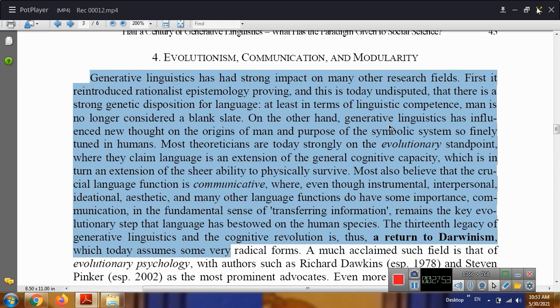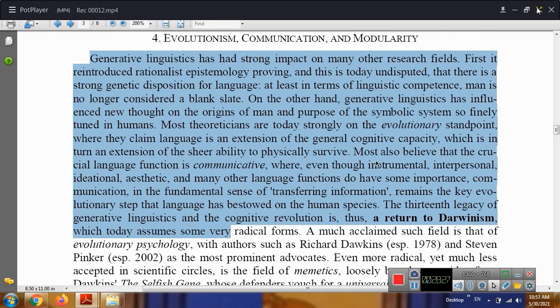On the other hand, generative linguistics has influenced new thought on the origins of man and the purpose of the symbolic system so finely tuned in humans. Most theoreticians today take an evolutionary standpoint, where they claim language is an extension of the general cognitive capacity, which is in turn an extension of the sheer ability to psychologically survive. Most also believe that the crucial language function is communicative.